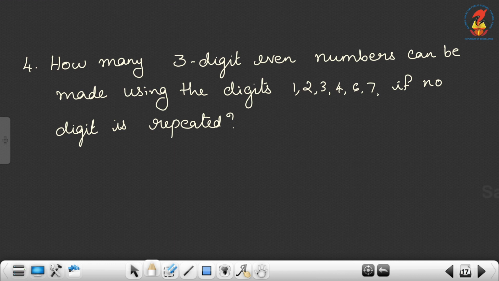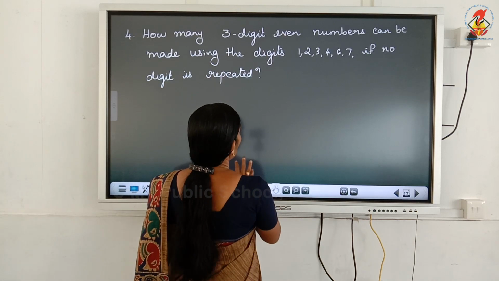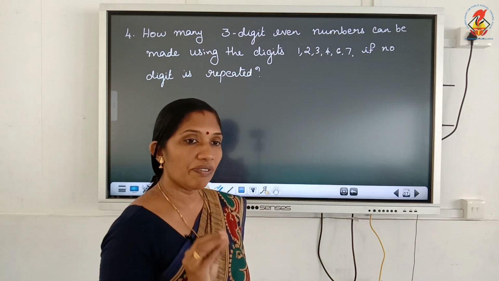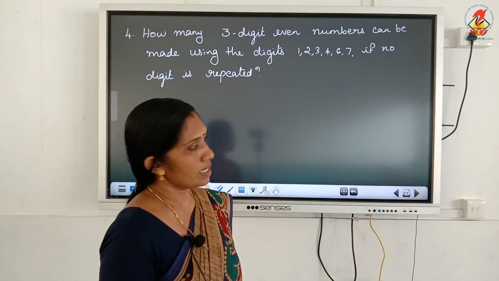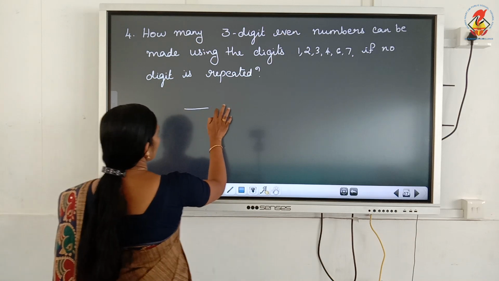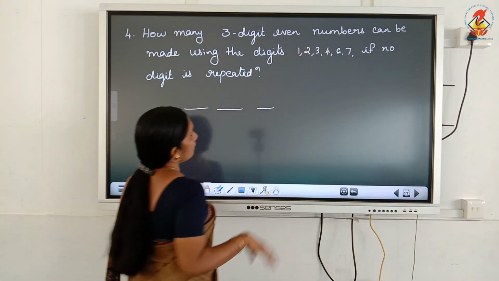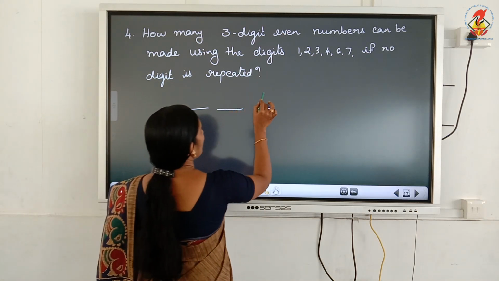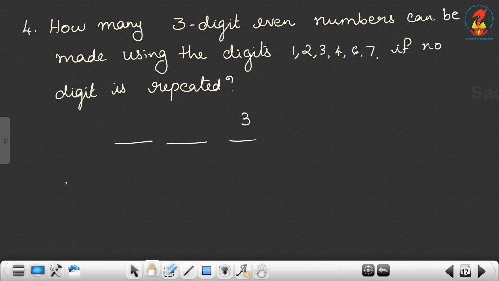In the next one, how many 3-digit even numbers can be made using the digits 1, 2, 3, 4, 6, 7 if no digit is repeated? Here, 3-digit even number means the last place you have to fill with even numbers only. So which are the even numbers in the given digits? 2, 4, 6. So the unit place can be filled in by 3 different ways.